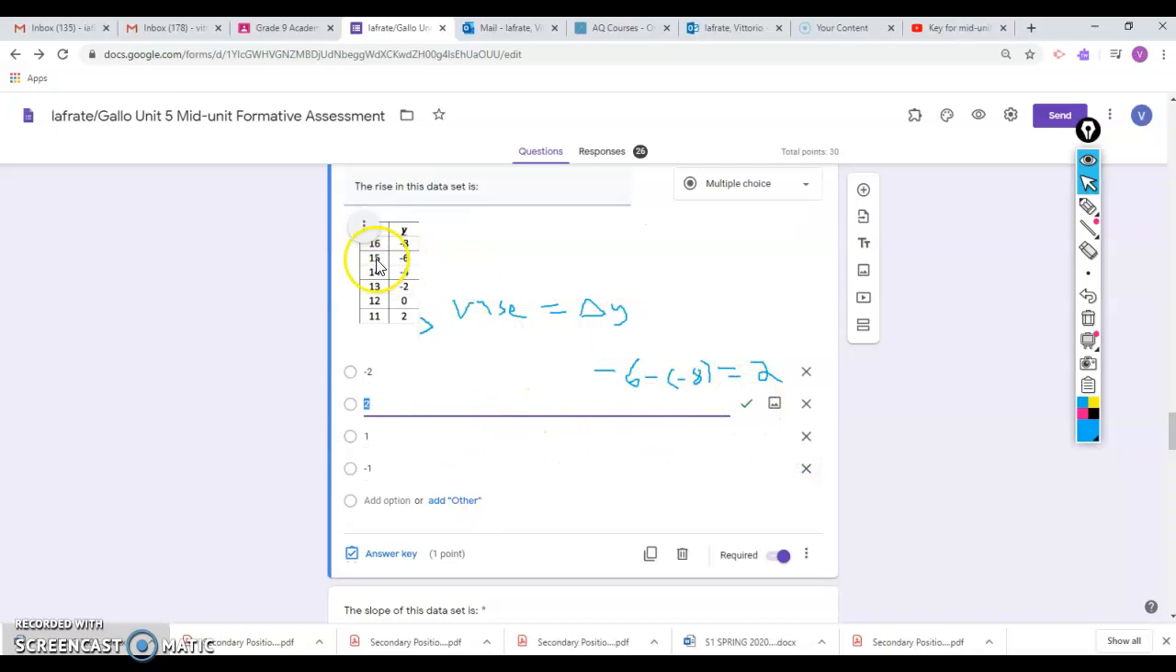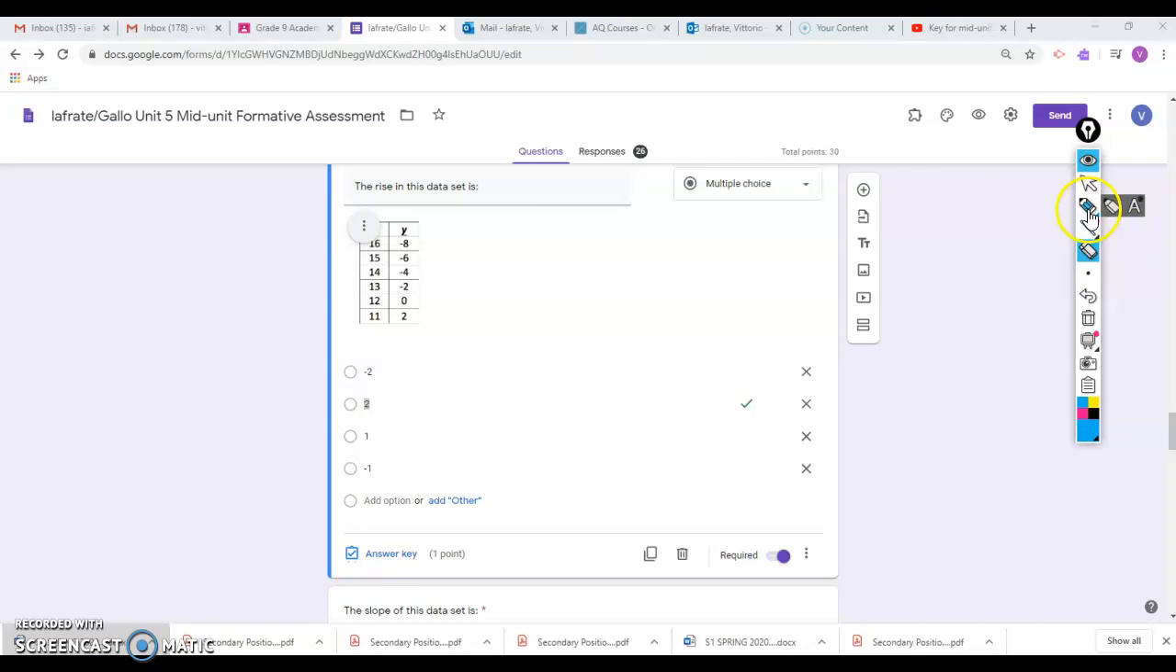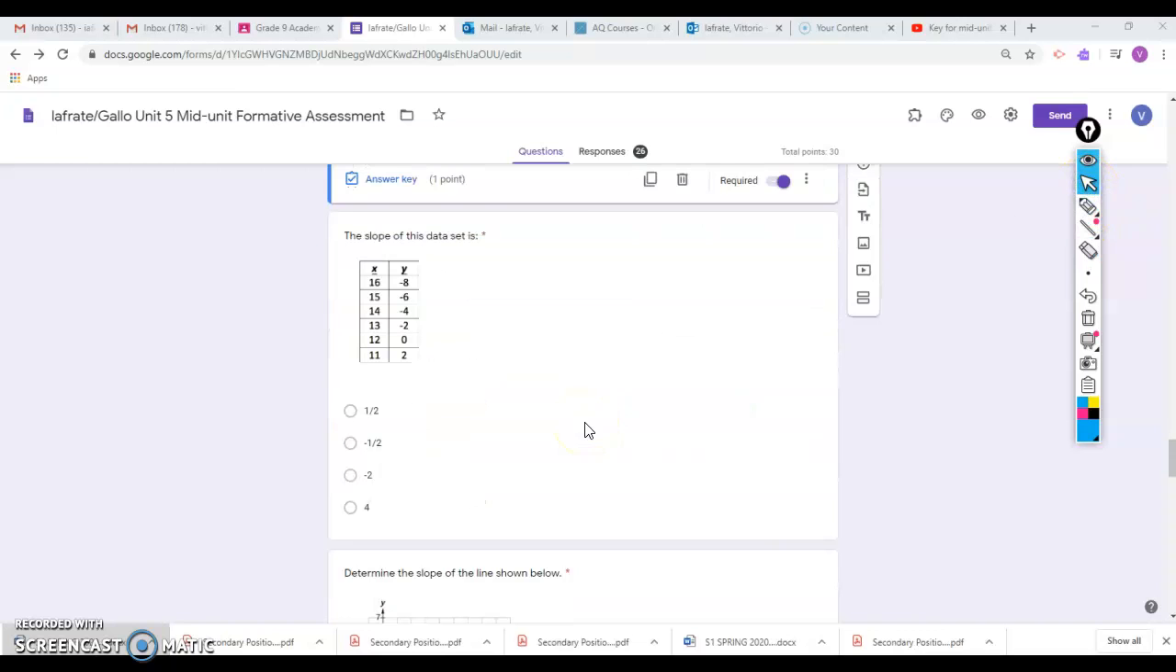And 2 is the correct answer. So you do -6 minus 8, and that gives you 2. So minus gives you plus. You could have done -4 minus 6, and that would give you 2. Or 0 minus 2, that would give you 2. Or 2 minus 0, and that would also give you 2. So our correct answer is 2. The rise is the change in y, so that's why I did the change in the y values as opposed to the x values. What is the slope in this data set?